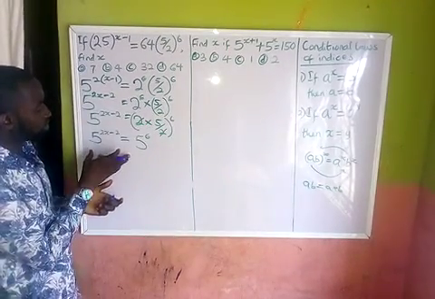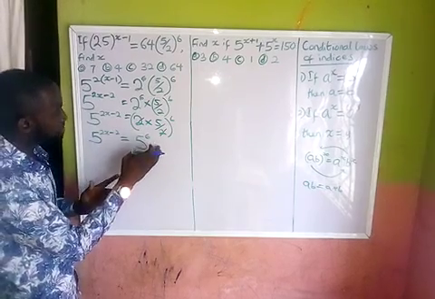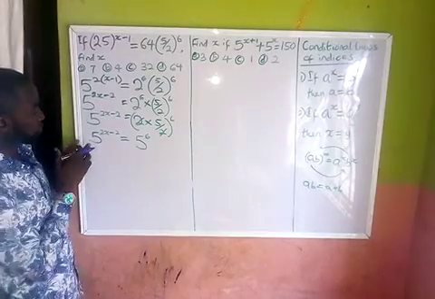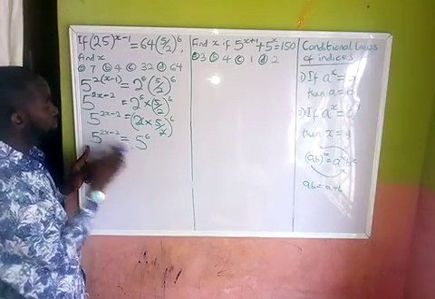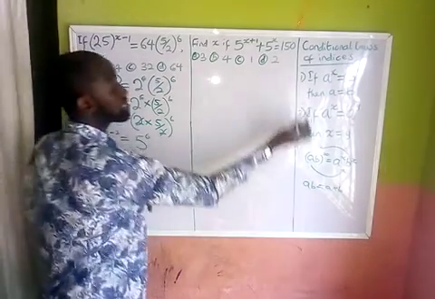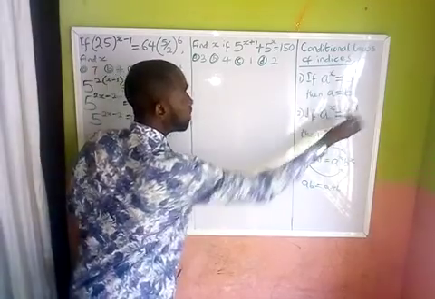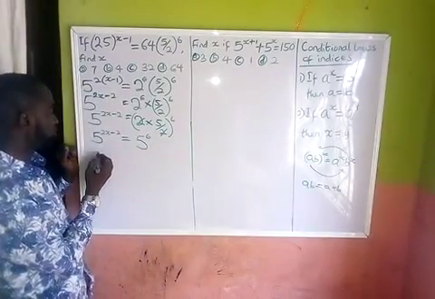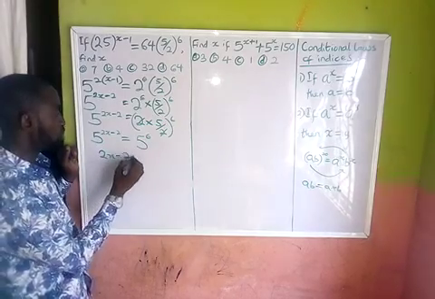Now look at this part. Now this part is similar to one of the laws that we have. Here we have the same base but different powers, and the law says once you have the same base and different powers, what are you going to do? We equate the power. So here we will now be having 2x plus 2 equals what?